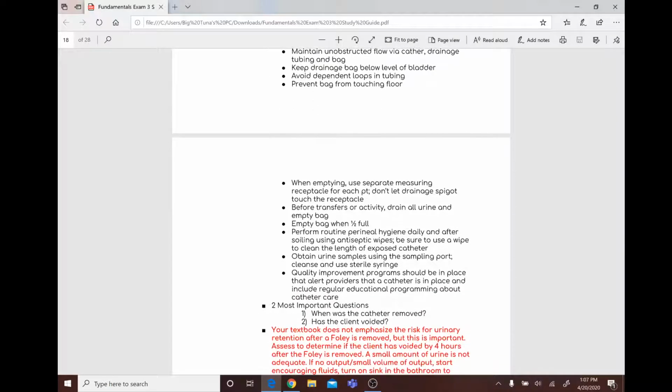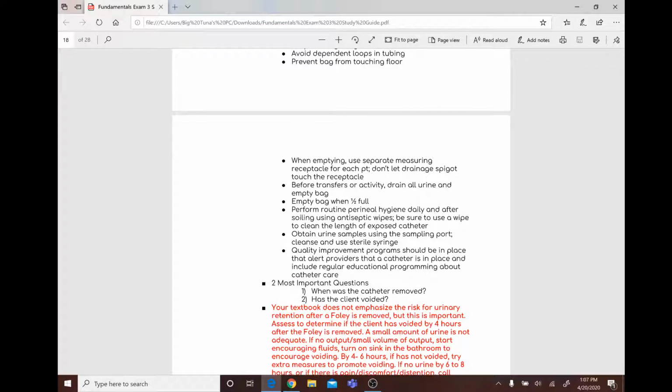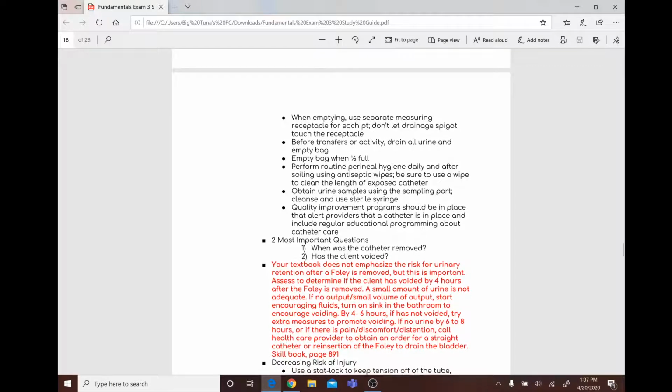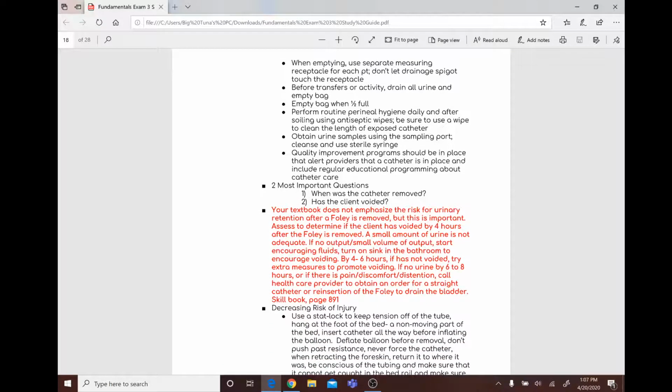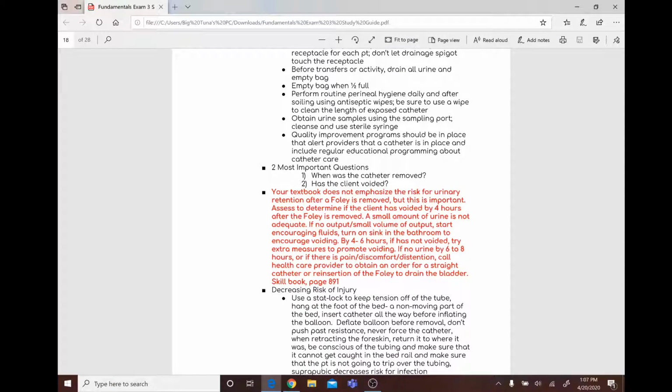When emptying, use separate drainage receptacle for each patient. Don't let drainage spigot touch the receptacle. Before transfers or activity, drain all urine and empty bag. Empty bag when half full. Perform routine perineal care daily and after soiling, use antiseptic wipes. Be sure to use a wipe to clean the length of the exposed catheter.